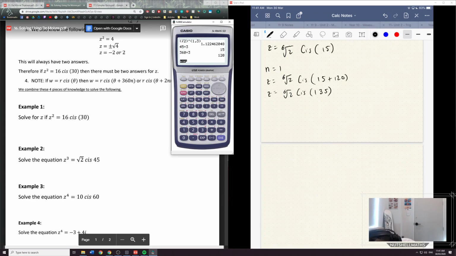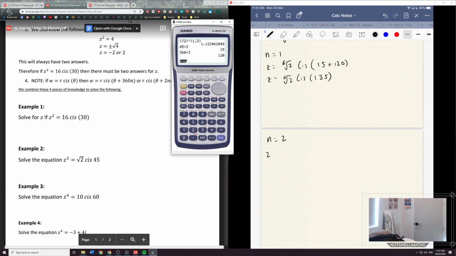Okay, I'm going to scroll down a little bit further. I can probably fit it in here. If n equals 2, then z equals the 6th root of 2 cis 15 plus 120 times 2. So 15 plus 120 times 2, which is 240, which makes it 255. Is that right?